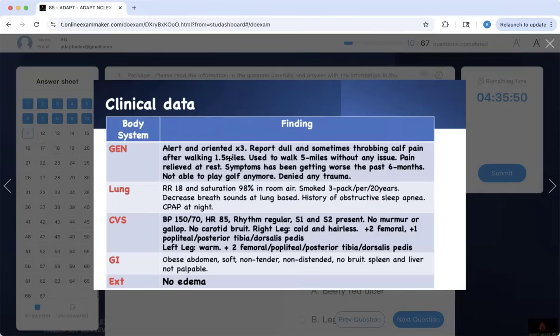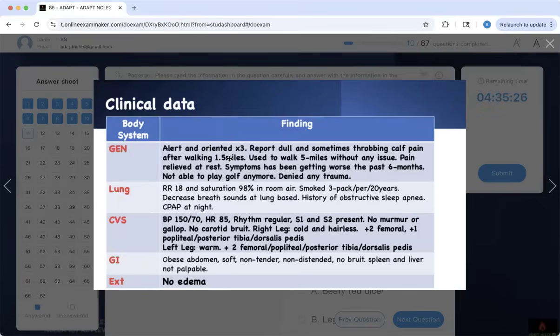Keep on going. Don't boil down. Cardiac bruit, none. But look at the right leg. The right leg is what? It's cold and hairless. Something is wrong. The +2 femoral pulses, right? And popliteal, if you go down, the pulses are lower, right? Popliteal, posterior tibial, and dorsalis pedis on the right side.